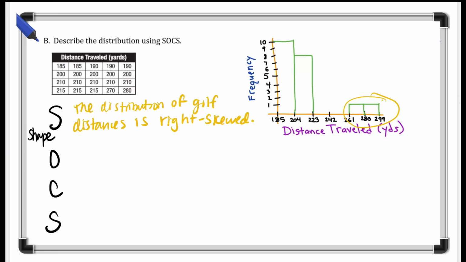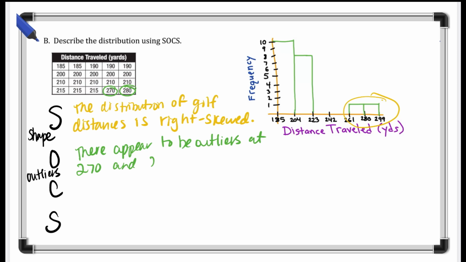When we look at O, we are talking about the outliers. We're going to talk about the fact that we had in our table these values of 270 and 280. So there appear to be outliers at 270 and 280 yards.